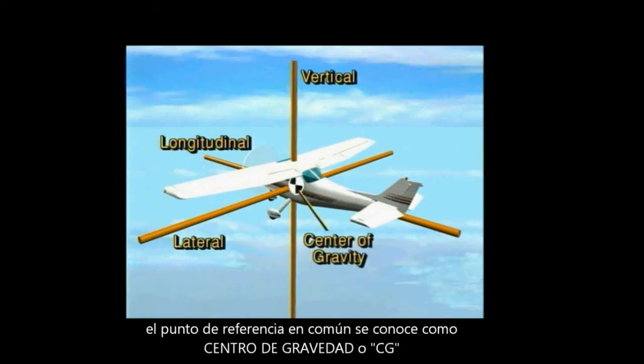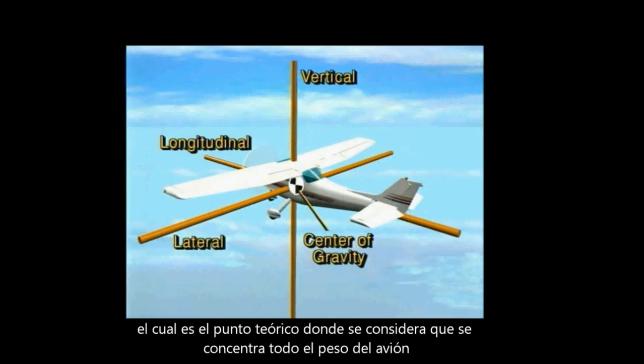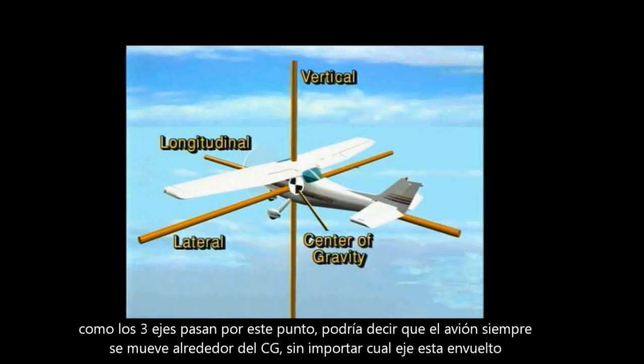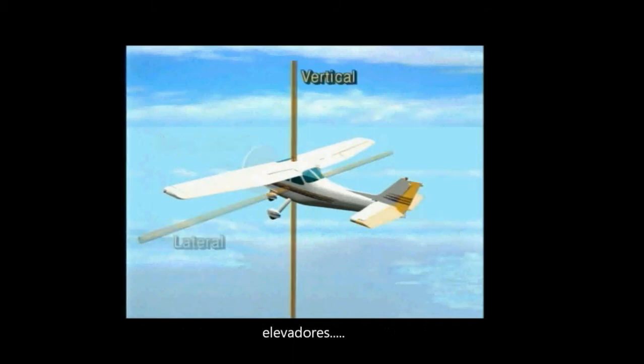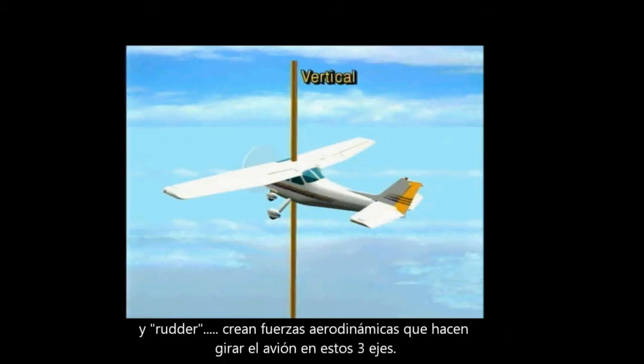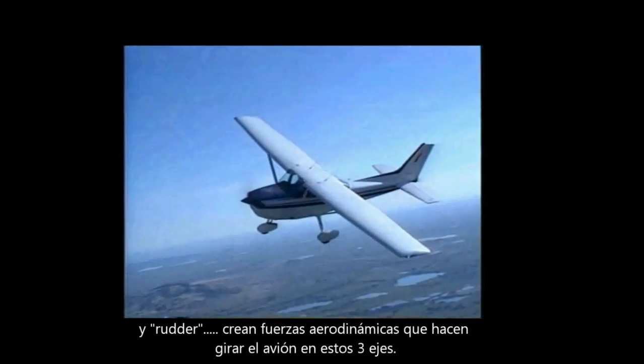The common reference point for the three axes is the airplane's center of gravity, or CG, which is the theoretical point where the entire weight of the airplane is considered to be concentrated. Since all three axes pass through this point, you can say that the airplane always moves about its CG, regardless of which axis is involved. The ailerons, elevators, and rudder create aerodynamic forces which cause the airplane to rotate about the three axes.